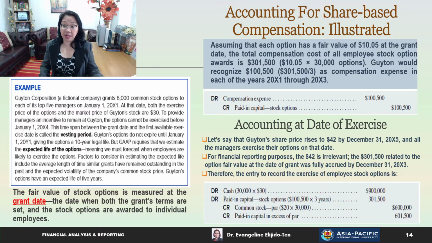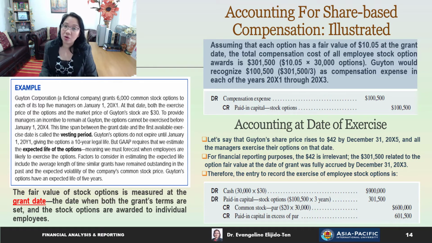December 20x3. Therefore, the entry to record the exercise of the employee stock options would be, we'll debit cash, 30,000 options times $30, that's the exercise price, $900,000 in cash. We will also debit paid in capital stock options. We have recorded 3 years of $100,500, so the full amount of $301,500 will now be debited. We'll credit the common stock par at $20 times 30,000. So that would give us $600,000.